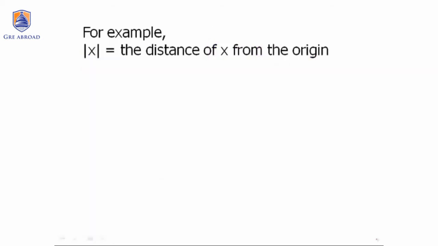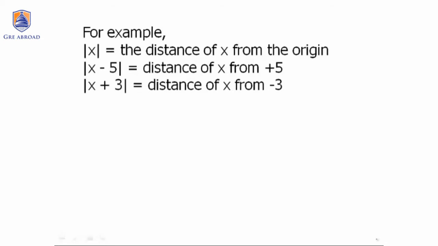For example, the absolute value of x is the distance of x from the origin. The absolute value of x minus 5 is the distance of x from positive 5. The absolute value of x plus 3 is the distance of x from negative 3. This is very important. So if we're given an equation like this, the absolute value of x minus 1 is greater than 4, what this is telling us is the distance between x and 1 is greater than positive 4.